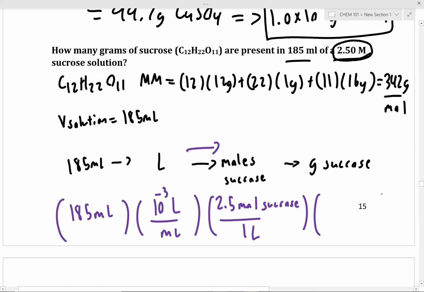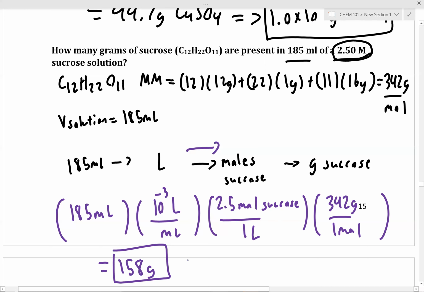And then finally, if we're going from moles to grams, what units go on top? Grams. So then we have 342 grams in 1 mole. And if we punch that into our calculator, 185 times 1 EE negative 3 times 2.5 times 342. That in turn gives us 158 grams, because all of our inputs have how many sig figs? 3. Okay. Does that make sense to everyone?